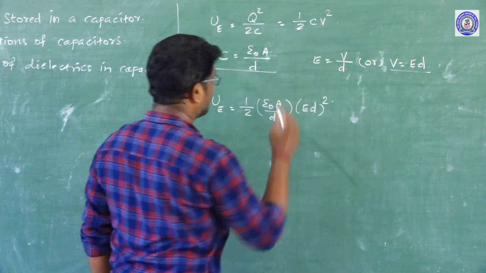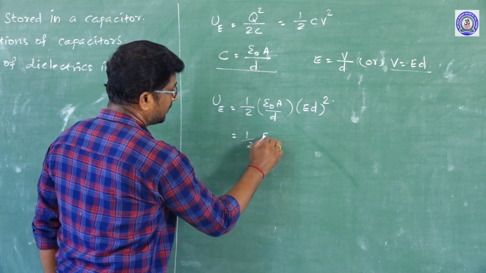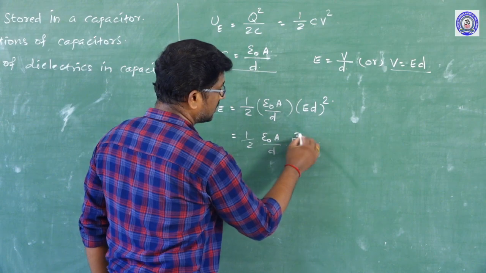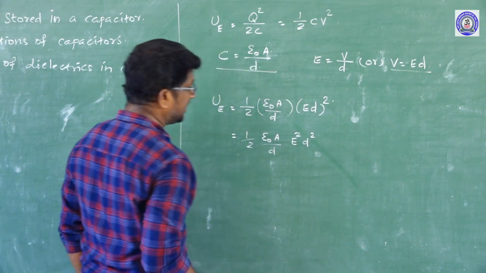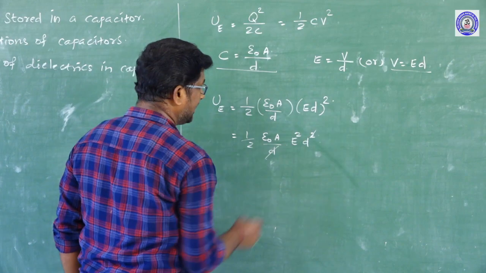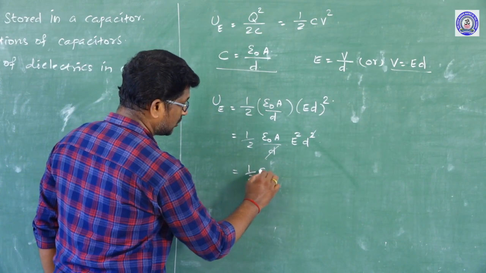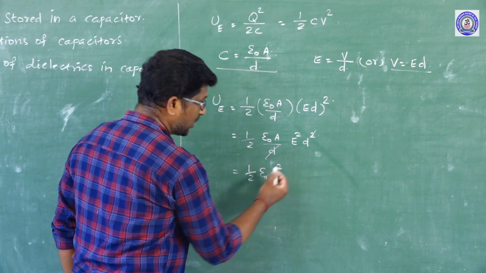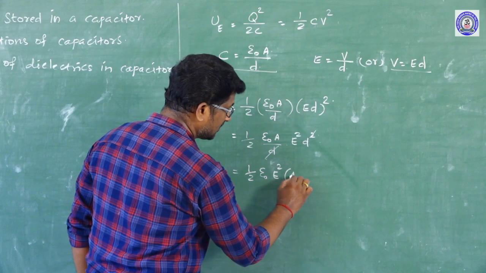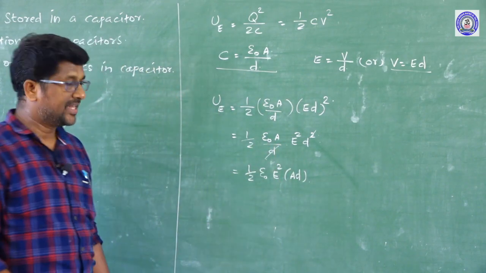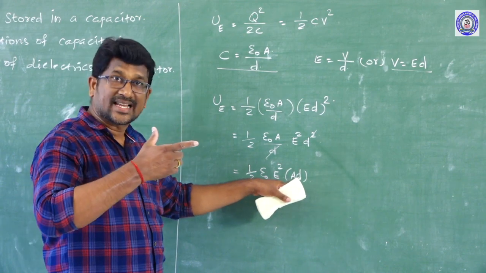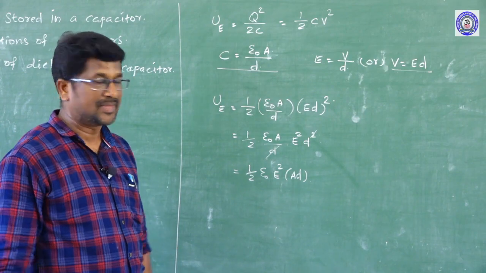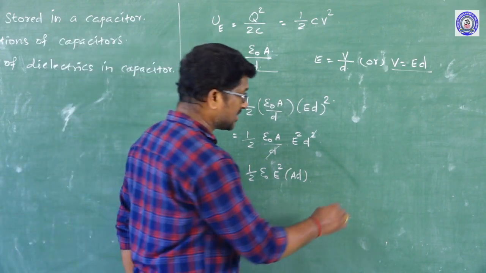So, ½ ε₀ E² d² A divided by d; d² and d cancel. So that is equal to ½ ε₀ E² A into d. A is the area of cross section of each plate of the capacitor, and d is the distance between the two plates of the capacitor.